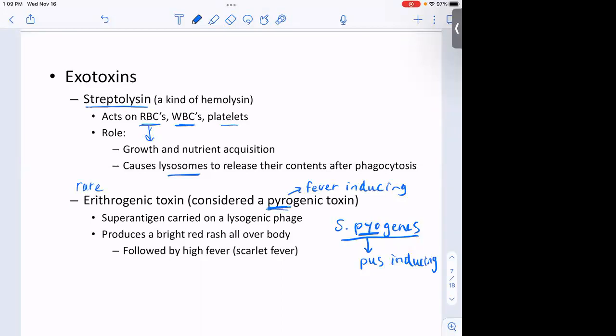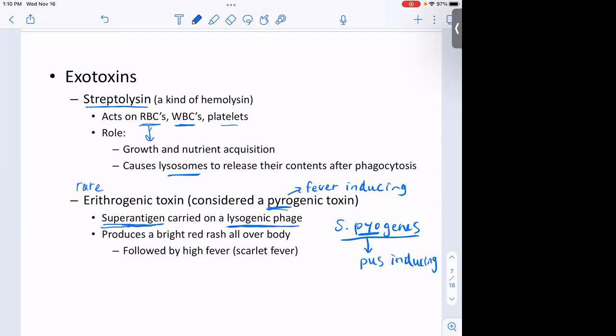So this pyrogenic toxin, again, it's only in certain strains of strep pyogenes that can produce this, and we think that those strains are much less common now. But this toxin is a superantigen. So we talked about toxic shock syndrome toxin as being a superantigen. Remember, non-specific, lots of T cells activated, lots of cytokines, lots of inflammation. And the instructions to make this toxin are carried on a lysogenic phage.